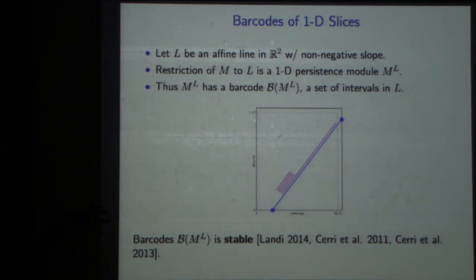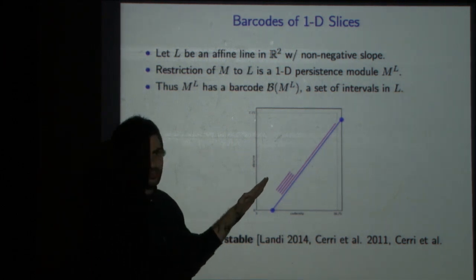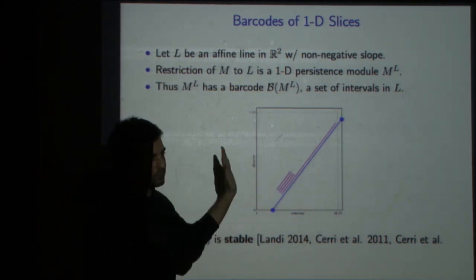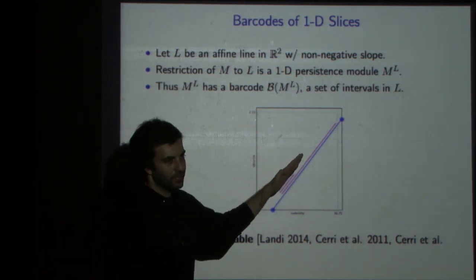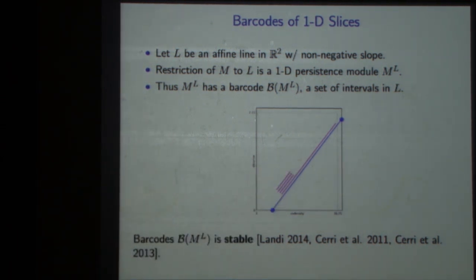So if my module changes a little bit, then these barcodes aren't going to change too much. And maybe I'll mention that stability depends on the slope of the line. As long as the line is not horizontal or vertical, I have that stability, and somehow the more diagonal the line is, the stronger that stability is. That suggests that in this exploratory data analysis methodology that we're trying to sell, diagonal lines should play an important role.